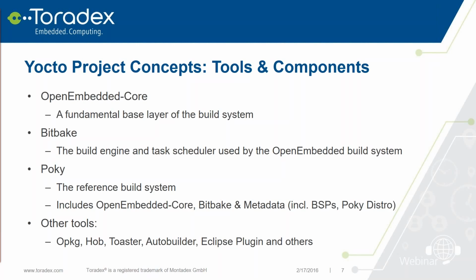And there are a variety of other tools that are part of the Yocto project, some of which are listed here. OPackage is an embedded package manager. Hob and Toaster are UIs for BitBake, Toaster specifically a web UI. Auto Builder is used for automated builds and testing. And the Eclipse plugin brings toolchain and SDK integration to the Eclipse IDE.